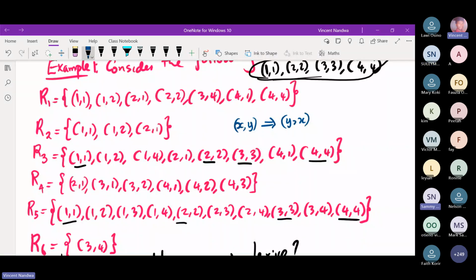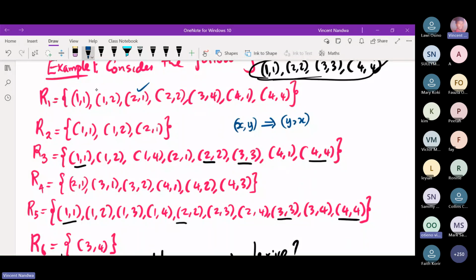So maybe let's go to R1. The first pair (1, 1) doesn't matter because when you change it, it's the same element. So that one has no problem. The next element is (1, 2). When you see (1, 2), what are we expected also to have in the same relation? (2, 1), and it is there. Then (2, 2), there's no problem because when you change the roles of x and y, it will be the same element.